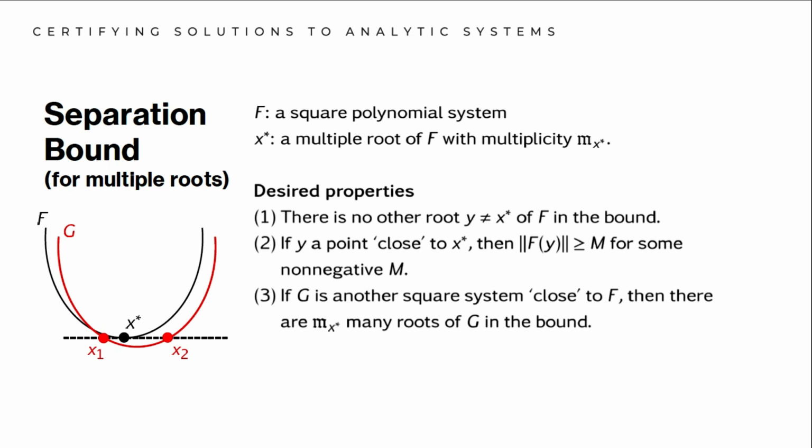And the third property is, let's say the capital G is a nearby system, but let's say the G is close to the capital F. Then in that case, inside our separation bound, we want to have exactly multiplicity many roots inside our separation bound. Does M depend on Y?